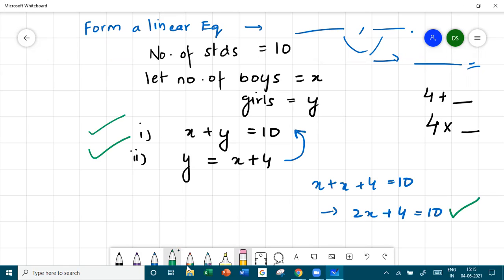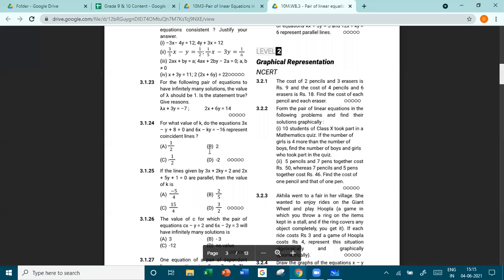Okay, yes. So for formation you can stop here, you don't need to solve ahead, right? Okay, now coming to the second part.